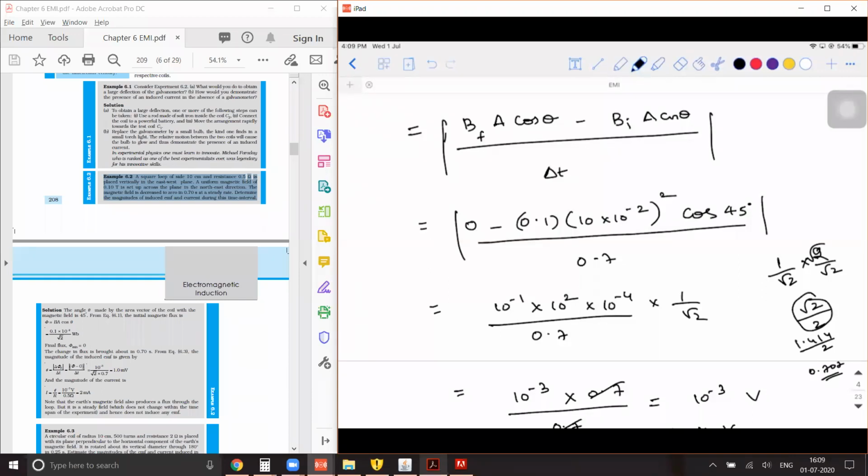Sir, why did you take square for area there? The side is given, no? Okay, they gave the side, not the area. Okay.